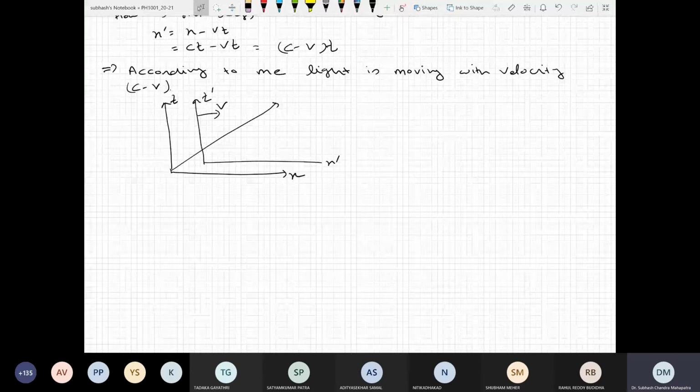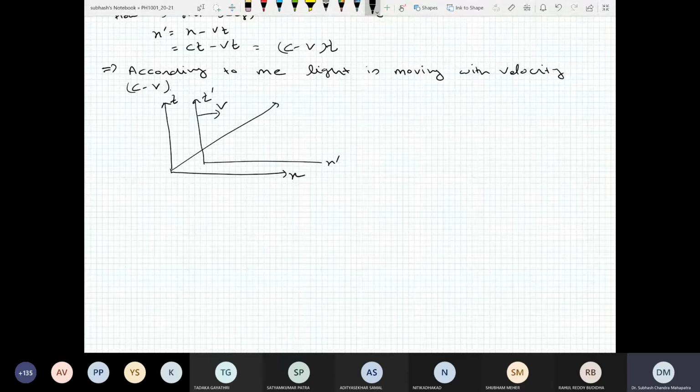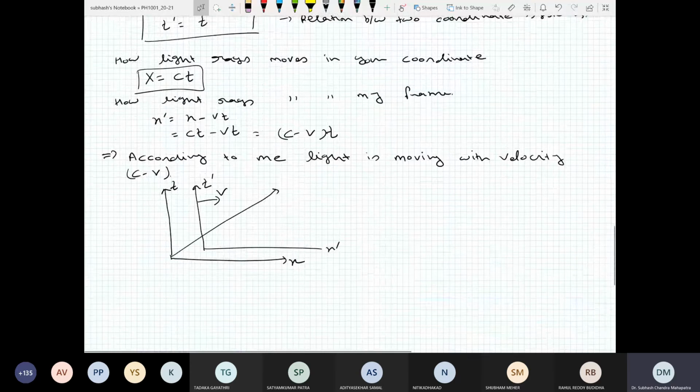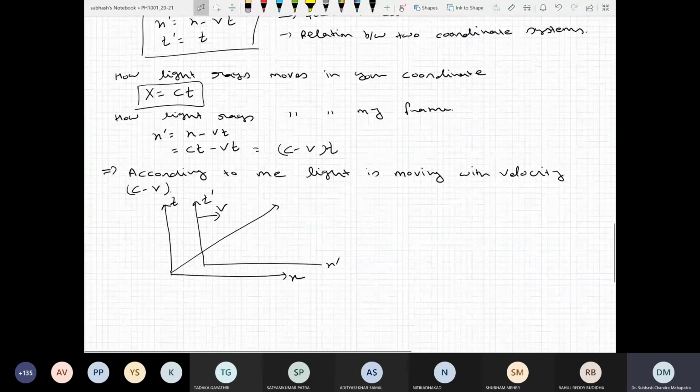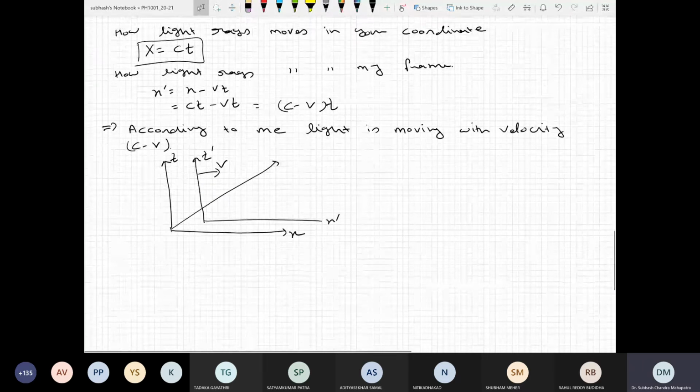So suppose this is you, t and x, and t prime and x prime is me. You send a light. I am moving along the positive x-axis with respect to you, and you send a light in the positive x-axis. According to you, light moves with velocity c. But according to me, light moves with velocity c minus v.